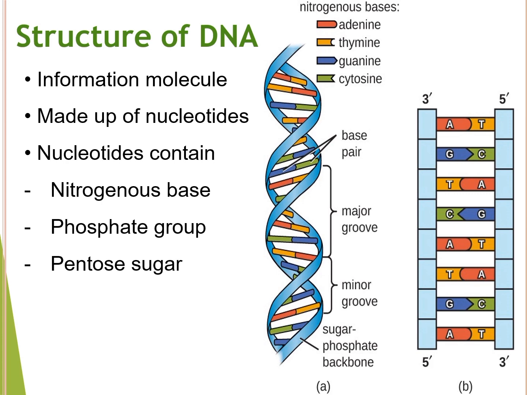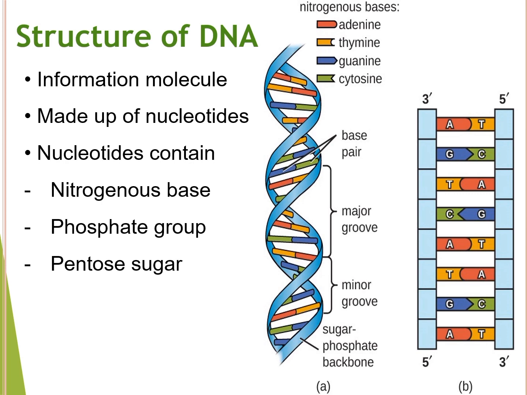The nucleotides are named according to the base that is present. For instance, a nucleotide containing thymine is called a thymine nucleotide. One containing adenine is called an adenine nucleotide, and so on. The order of these bases is what determines DNA's instructions or genetic code.